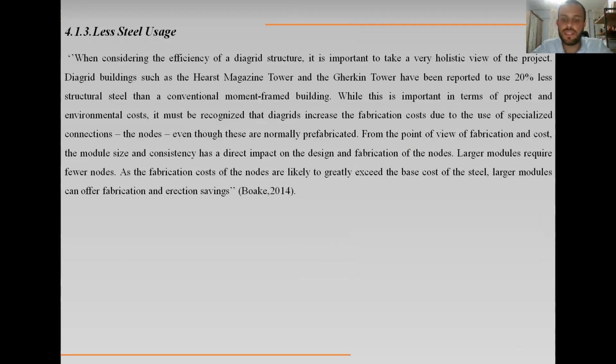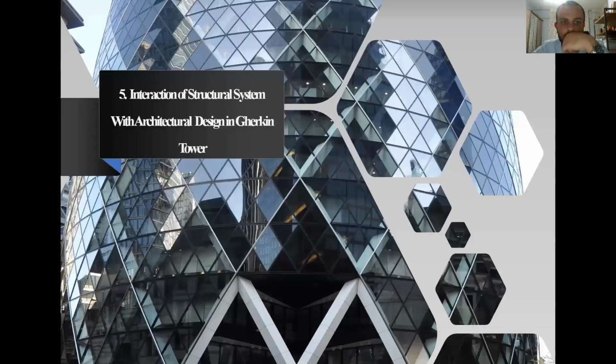Less steel used. When considering the efficiency of the Diagrid structure, it's important to take a very holistic view of the project. Diagrid buildings such as the Hearst Magazine Tower and Gherkin Tower have been reported to use 20 percent less structural steel than a conventional moment-framed building.